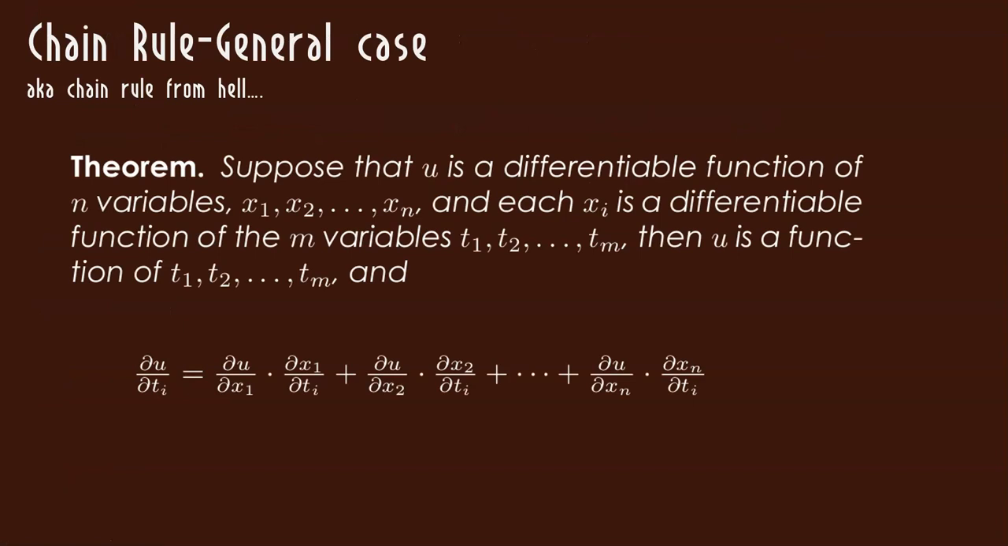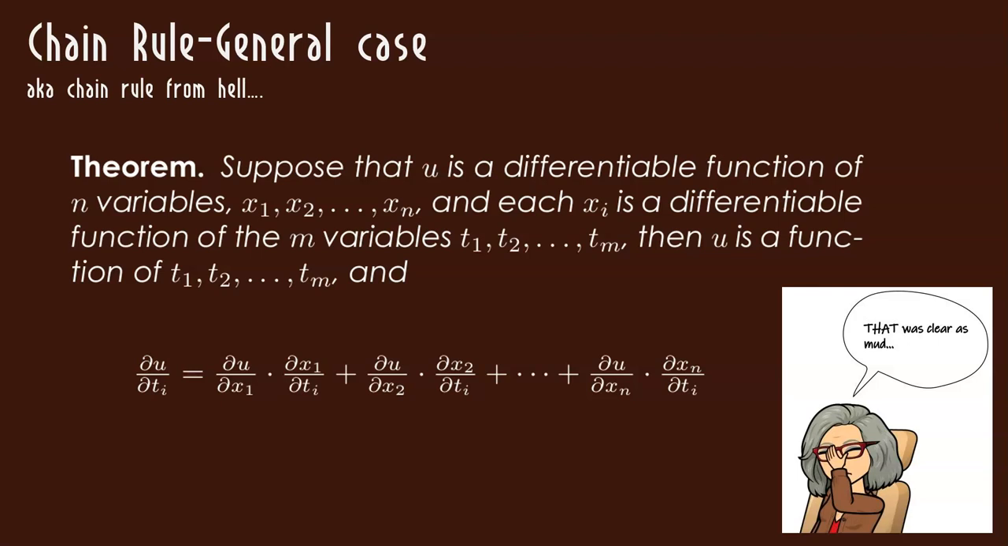u is a differentiable function of n different variables, and each of those n variables is a function of m other variables. Then u will be a function of those m variables, and this would be how we would write the partial of u with respect to one of those t_i's. Hopefully you can see the pattern here, because we've got x1, x2, x3, down to xn, just like before we had the x's and the y's. And then the t_i represents my s's and t's, so we have each of those with respect to the t_i.